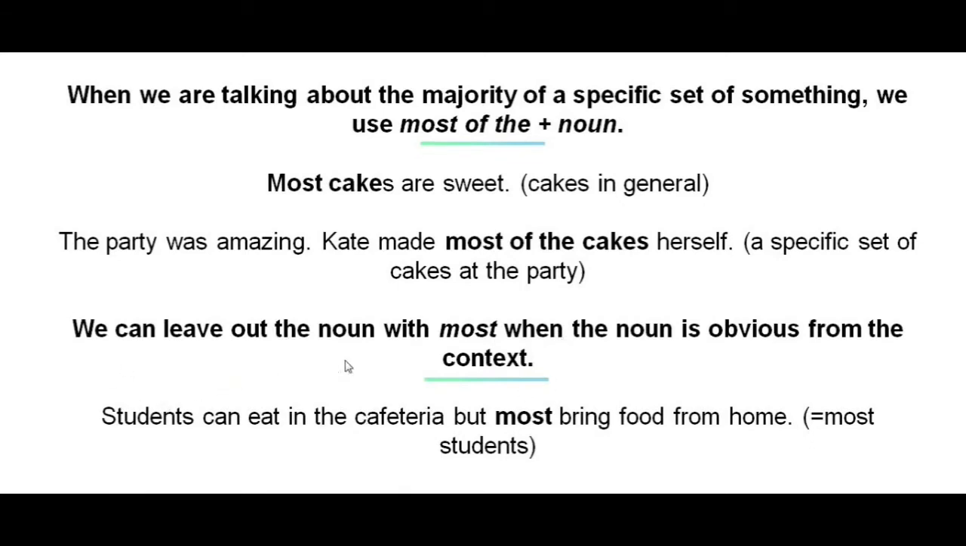Now we can leave out the noun with most when the noun is obvious from the context, as in the example below. Students can eat in the cafeteria, but most bring food from home. Most in the sentence meaning students.